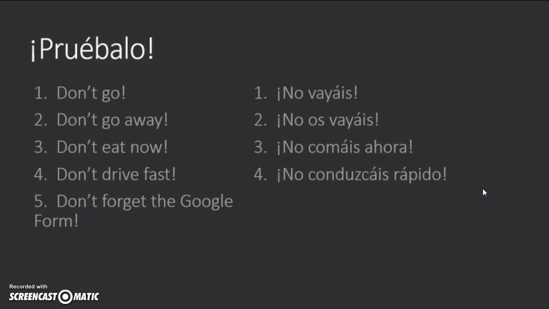Don't drive fast. Remember, you go to yo conduzco, so to get to the vosotros, we say no conduzcáis rápido. And then don't forget the Google form would be no os olvidéis. Olvidarse is to forget. No os olvidéis el formulario de Google. And if you didn't know how to say Google form in Spanish, that's okay. Completely forgivable. So olvidarse is a verb that you kind of want to add to your vocabulary, though.